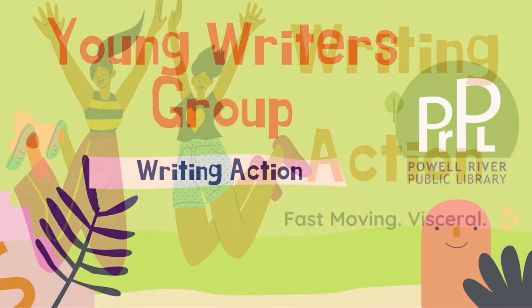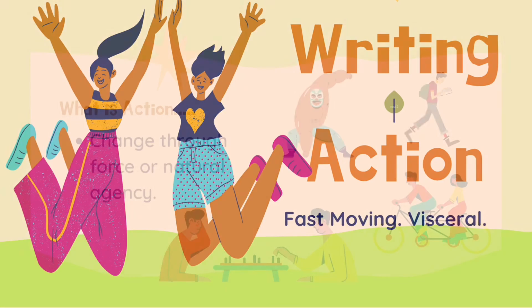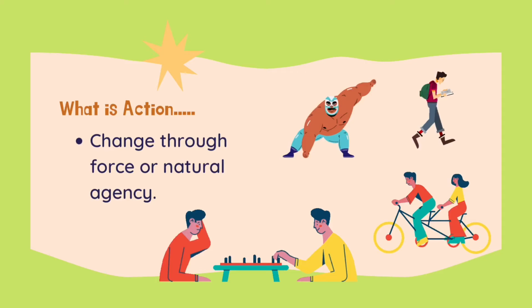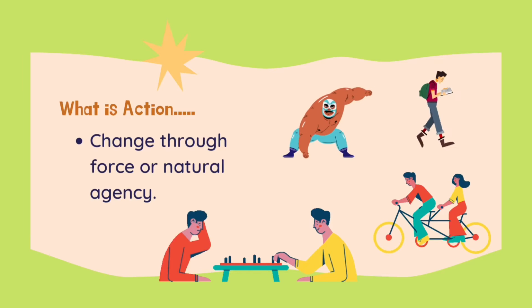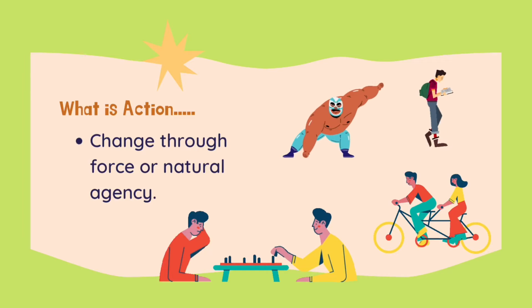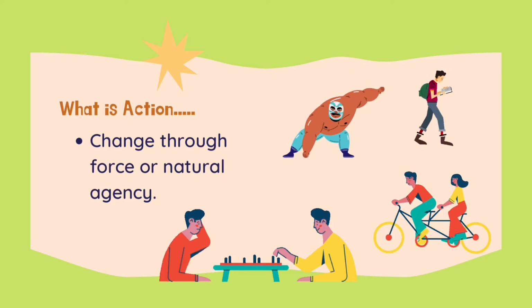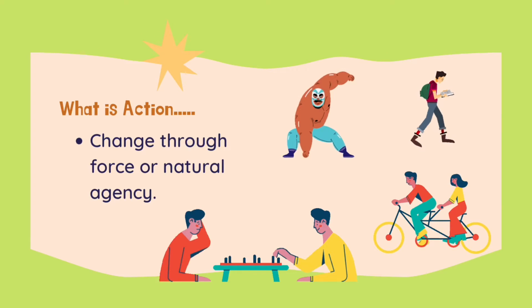Today we look at writing action, or action writing. Action is many things. One definition is that it's how change comes about, either by force or through natural agency. We can think of action many ways. A protest can be called an action. Wrestling, biking, or walking are actions. Reading and imagination are also active. The drama of a chess game where the pieces move in tense competition, that's action.